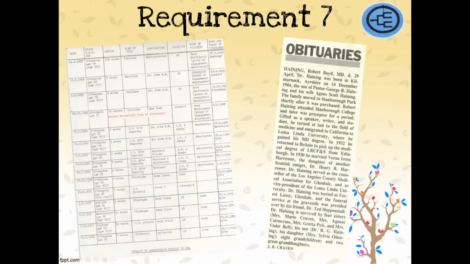And you think, first of all, okay, it's just someone that has written this, and they don't know them. But actually, when you look down towards the very bottom, it says Dr. Haining is survived by 4 sisters. Mrs. Marie Craven. Did you recognize that name? Craven. And then mentions the other sister's name. So actually, the person who is writing this is the brother-in-law of the person who has died.